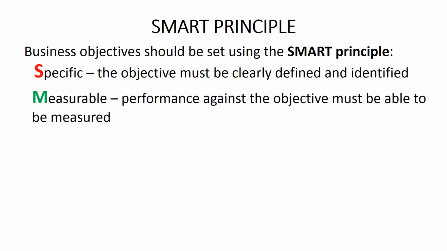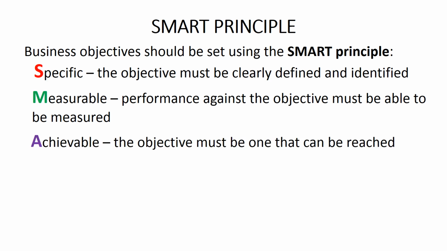So that's an example of a business objective that meets the M characteristic that you might want to include in the fourth column of the table in your summary books. Third, A for achievable, sometimes referred to as attainable. This means that the objective must be one that can be reached. There again is the meaning of the A characteristic, which you should include in the third column of your tables.